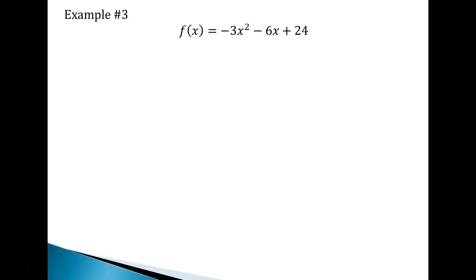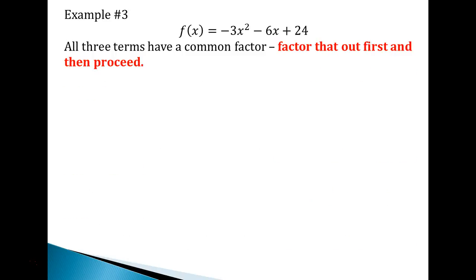Our last example is negative 3x squared minus 6x plus 4. Now I've said this before many times in class, but before you factor anything, you should look at each term and find out if each term shares a common factor. In this case, all three terms do have a common factor of negative 3. So I will factor that out first and then proceed. It makes the process a lot easier if you do this first. I will factor out negative 3, and I end up with x squared plus 2x minus 8.